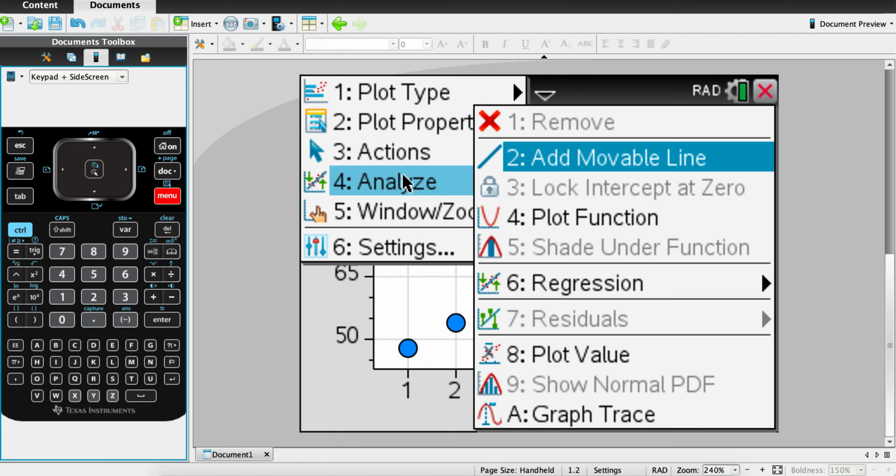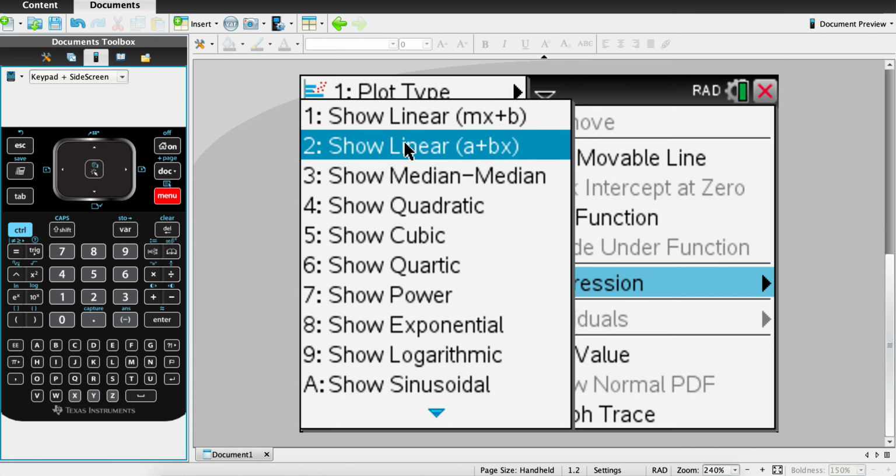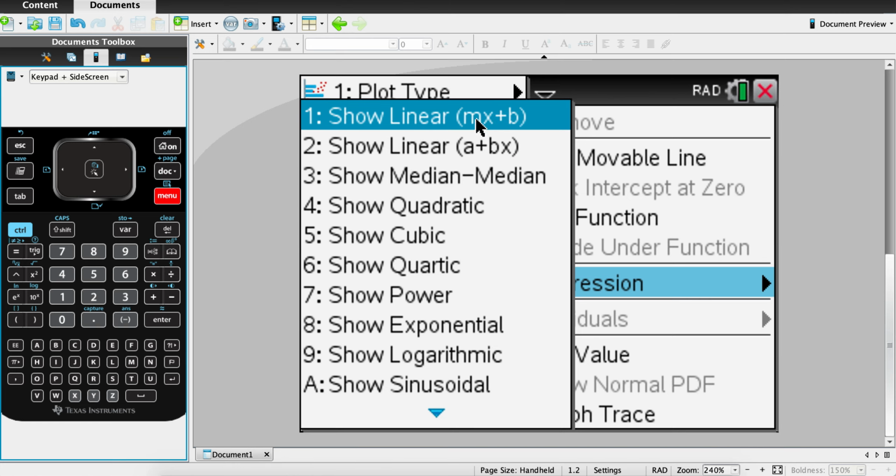Now, when you go to Analyze, you'll see a word that I've been using. So have a look at number 6, Regression. So you're going to go to Regression, and then you're going to select this one here, Show Linear mx plus b. Now you can select the other one as well. All that's going to do is put it in a different order. It's going to put the y-intercept first, and then it's going to put the gradient and the x term second. It doesn't matter which one you do, as long as when you are copying it across, you are doing so accurately.